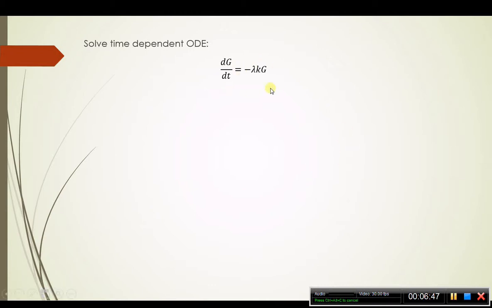So remember how to solve an ODE like this. You can split it up. You have dg/dt. You can separate the g and the t. So we have dg over g is equal to minus lambda k dt. Now we just integrate both sides. We integrate the left-hand side, we get natural log of g. Integrate the right-hand side, we get minus lambda kt plus c. Solving for g, we simply have g of t is equal to some constant times e to the minus lambda kt.